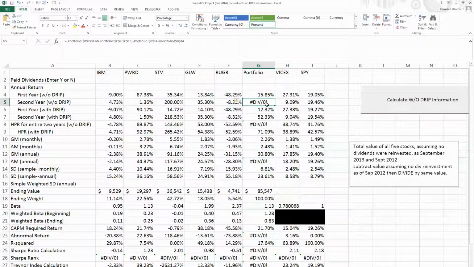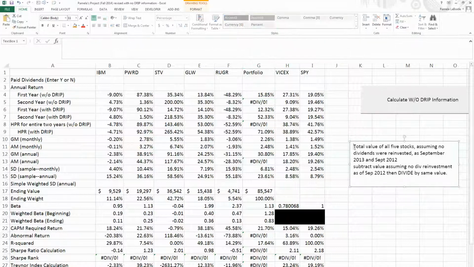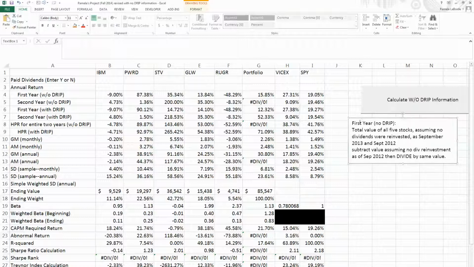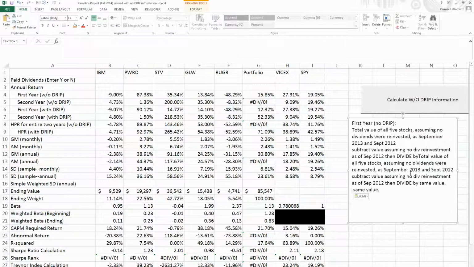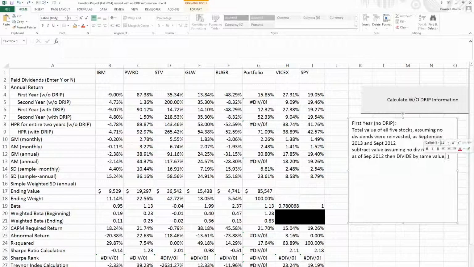Now the second year is not as easy. The interesting thing about the second year, though, and I'm going to label this first year without drip, or I'll just say no drip. The second year, what we need, just going to copy this down here. Well, I messed up. That usually happens. Try it again.